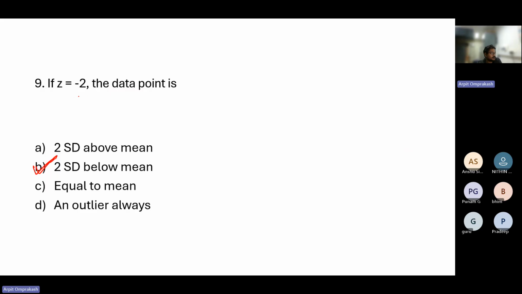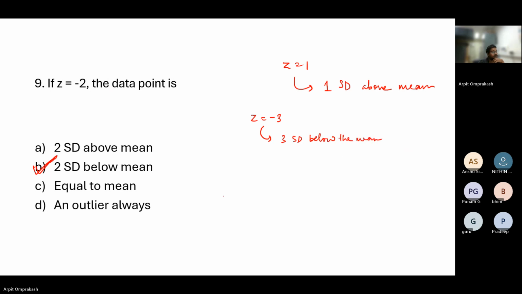A Z score is basically how many standard deviations above or below you are with respect to the mean. So if a Z score is 1, that means the point is 1 standard deviation above the mean. And if the Z score is negative, for example, Z equal to minus 3, that means the data is 3 standard deviations below the mean. Now, if the Z score is 0, that means the data is at the mean value.